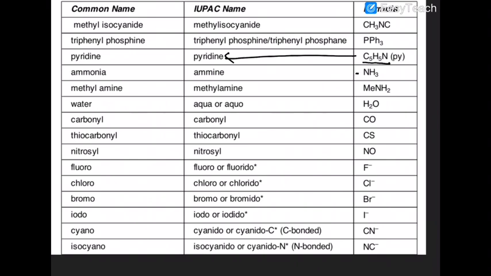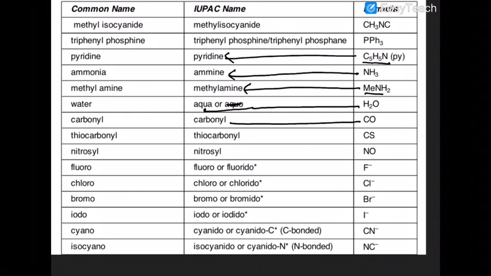NH3. Its name is ammonia, but as a ligand, its name is ammine, spelled AMMINE. Remember that? You have to use a double m here. This is methylamine. So write methylamine. For water, you will use the word aqua. For CO, you will use carbonyl. For CS, you will use thiocarbonyl. For NO, you will use nitrosyl.